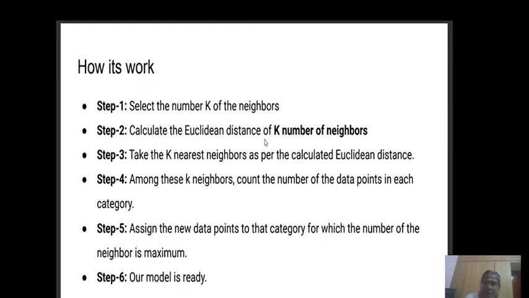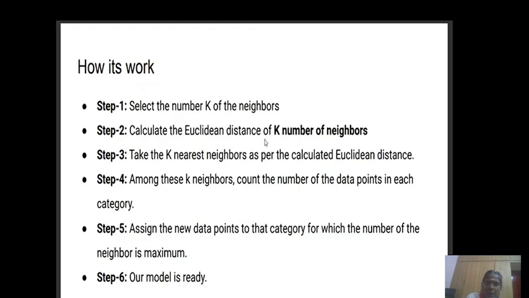First of all, you have to select the number k of neighbors. That is why this algorithm is called k nearest neighbor. You have to choose how many neighbors you are going to use for predicting the new data entry. Let us take k equal to 3. If you choose k equal to 3, you choose 3 neighbor data entries. If you choose 5 for k, we choose 5 data entries as neighbors.